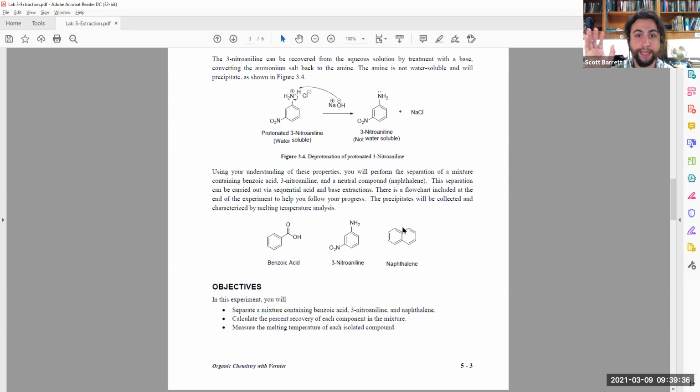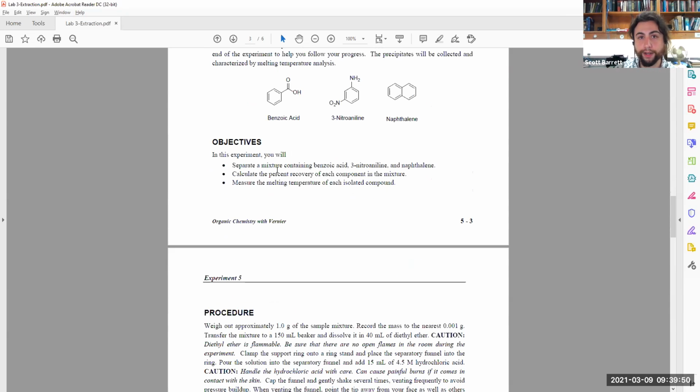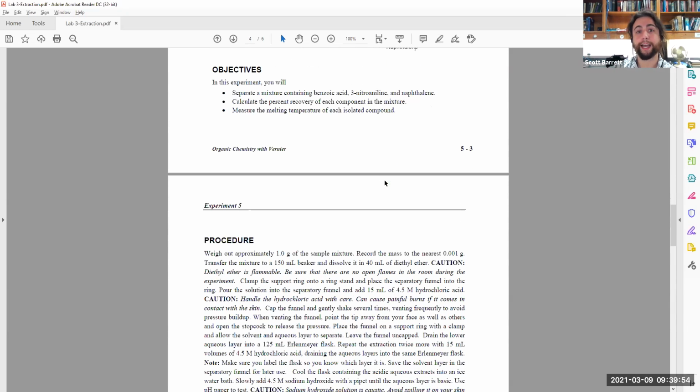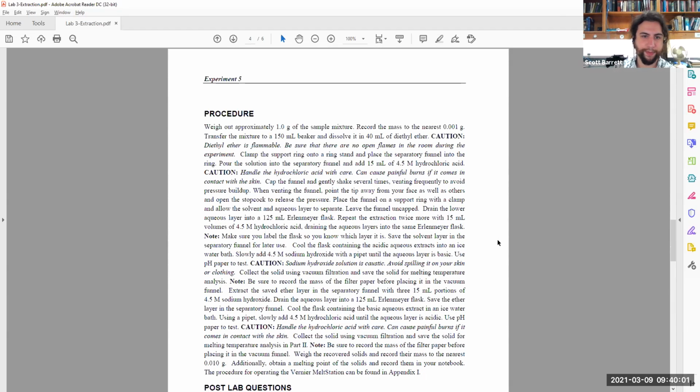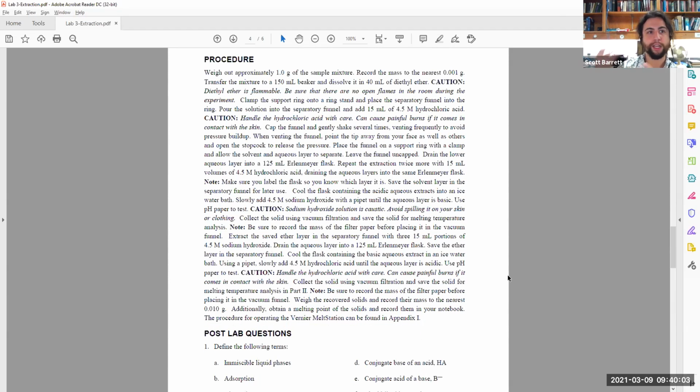So we can utilize these techniques to separate out your benzoic acid and your nitroaniline, and then finally you would have your organic mixture of just the naphthalene left over. Going forward, you would separate a mixture containing benzoic acid, 3-nitroaniline, and naphthalene, calculate your percent recovery, and then measure the melting temperature to make sure that you have a pure compound. I'm not going to go step by step here because everyone knows this is what you're going to be performing in your procedure. Make sure to word it in your own words as best as you can.